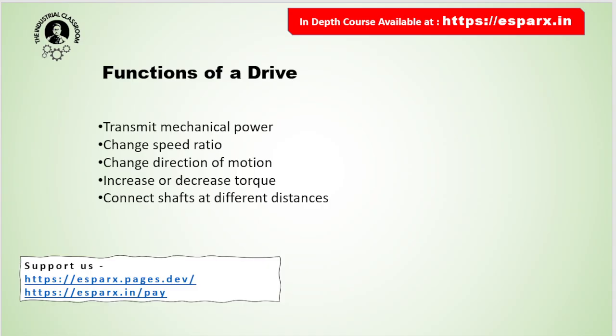Now let us move to the second slide, that is the function of a drive. First thing we learned is the transmission of mechanical power. Second, there is a change in speed ratio. We will learn about this in the later part, what speed ratio is. Next, there is a change in direction of motion.